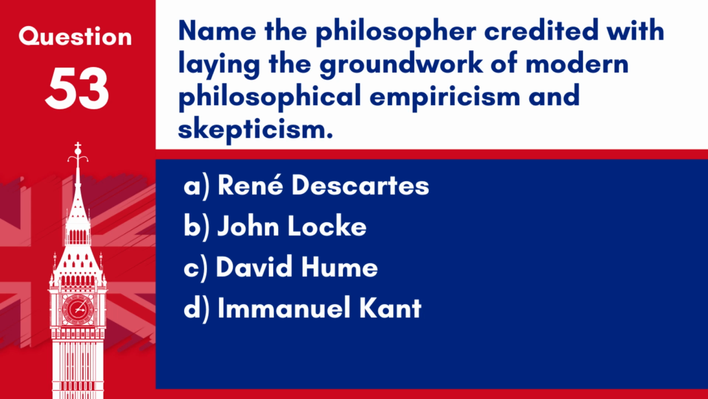Question 53. Name the philosopher credited with laying the groundwork of modern philosophical empiricism and skepticism. A. René Descartes. B. John Locke. C. David Hume. D. Immanuel Kant. Answer: B. John Locke. John Locke is credited with laying the groundwork of modern philosophical empiricism and skepticism.